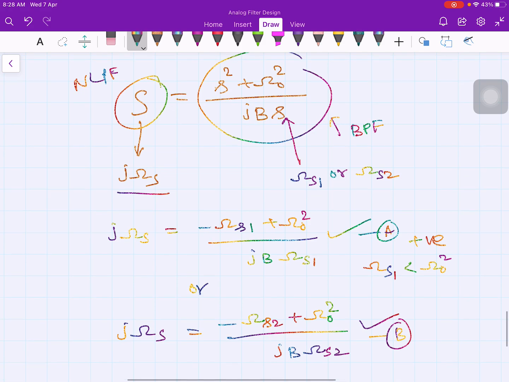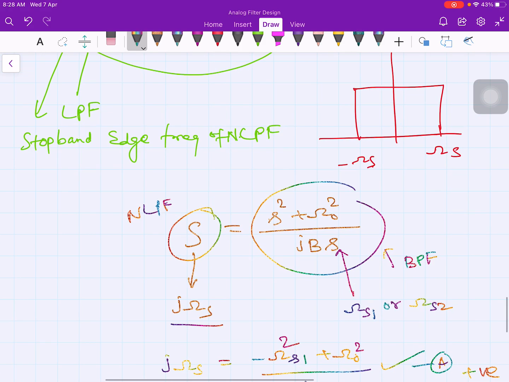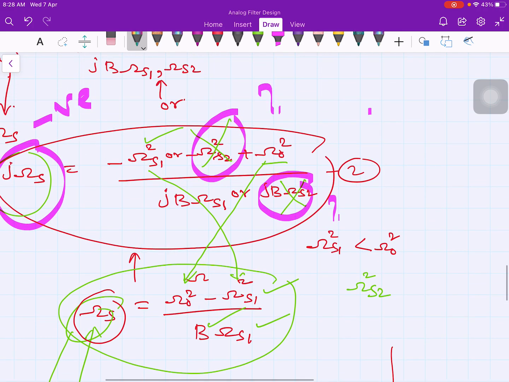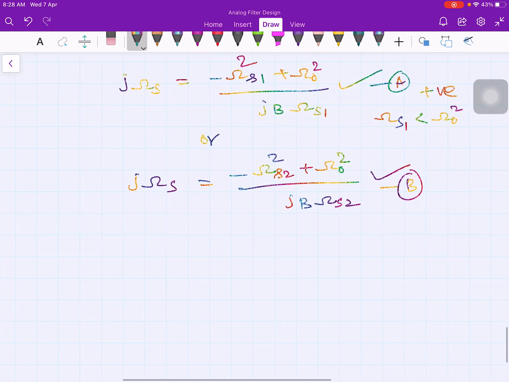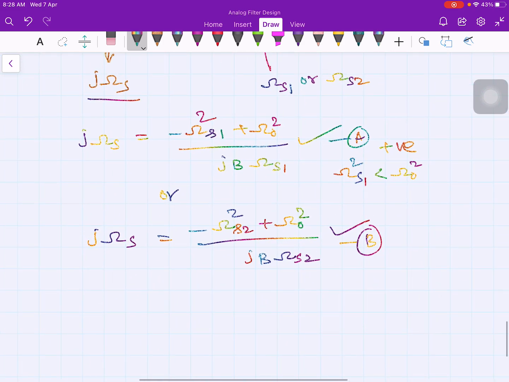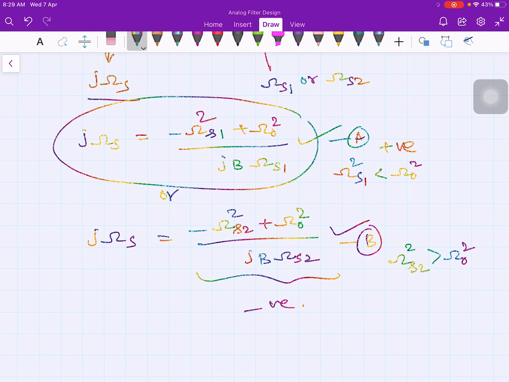I'm sorry, here also square will come. What did I do here? Yeah, this here I have written correctly. I forgot to put the square. Okay. So this omega s1 square is less than omega naught square, and here omega s2 squared is greater than omega naught squared. Therefore, this guy gives me the negative value. So that's why I am interested in taking this equation. Okay, so you can take omega s1 or omega s2, but not both.